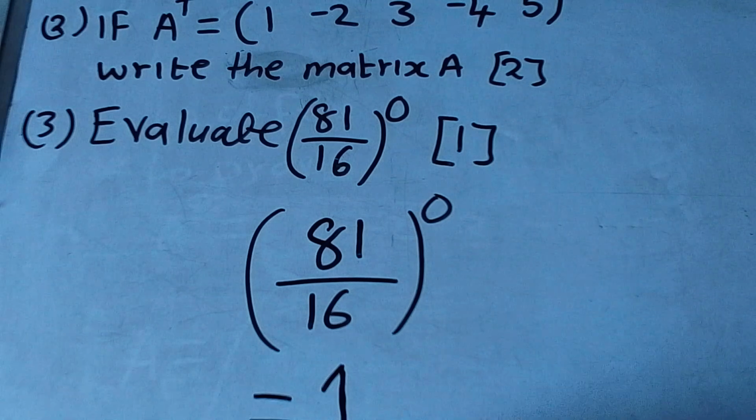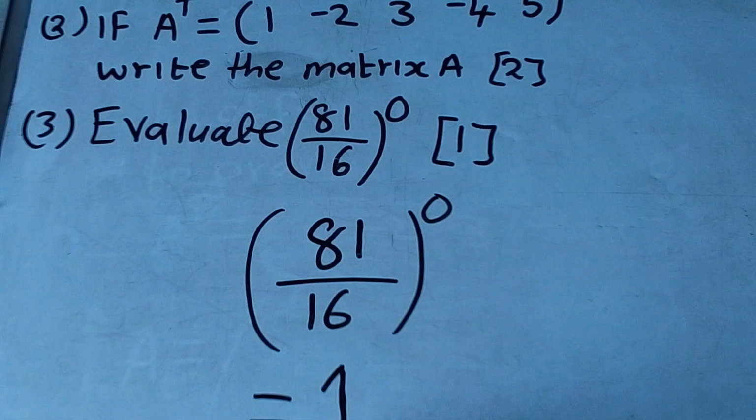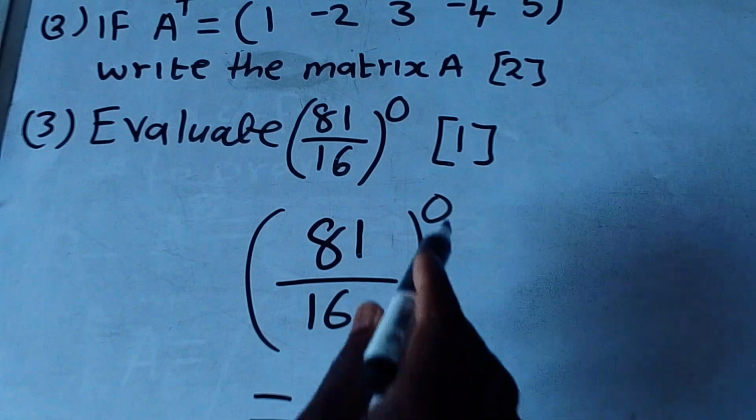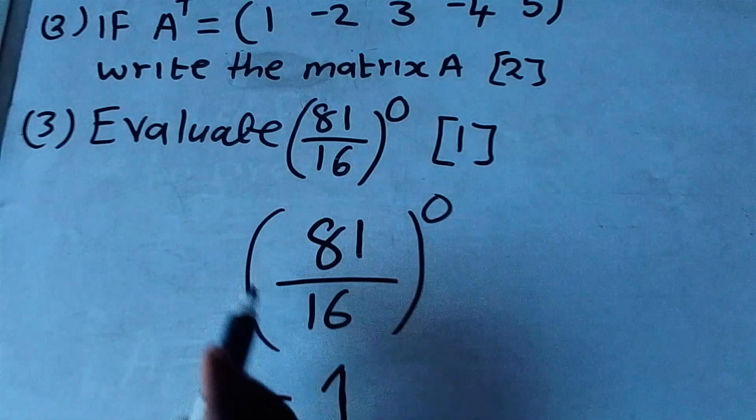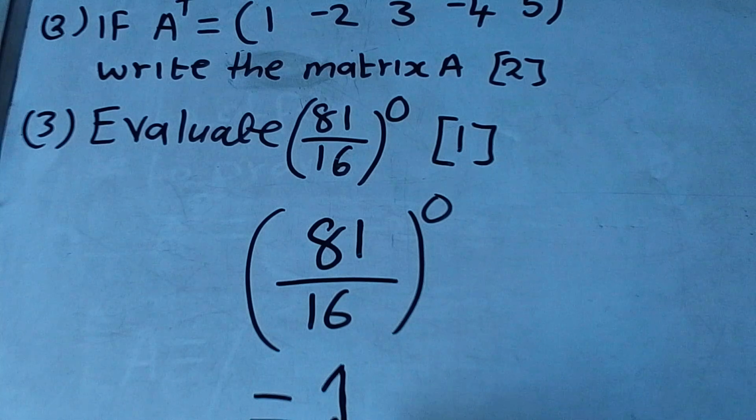Don't forget that. So any number or letter raised to power 0, the answer is always what? 1. So that's the rule. Any number raised to power 0, just know that the answer is 1.